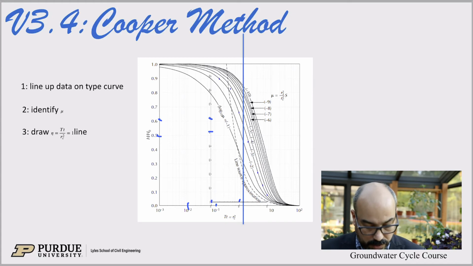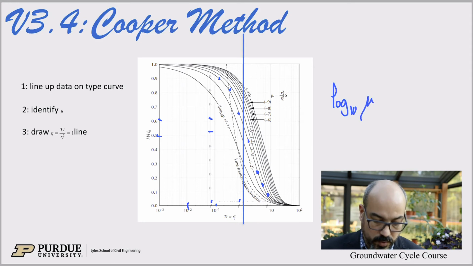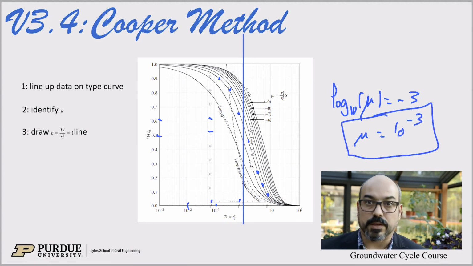Anyhow, in this case, we're lining up on log mu is -3, and you can see there's a little bit of noise. So it's not a perfect fit, but it's pretty good. So we're saying that log 10 mu equals -3, so mu equals 10 to the -3. Okay, so we have our first number that we need. Then again, draw the line for eta is 1. So this is where eta is 1 right here.